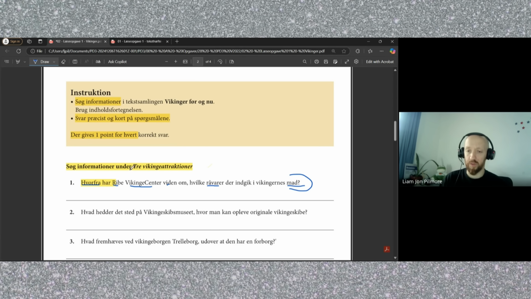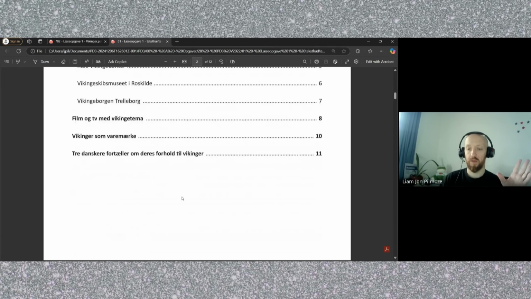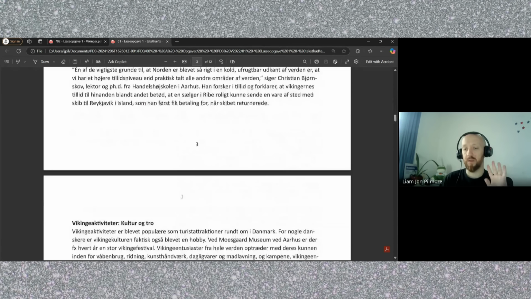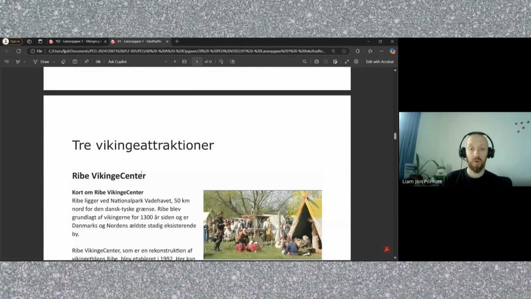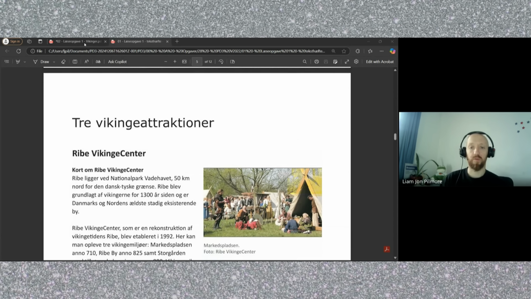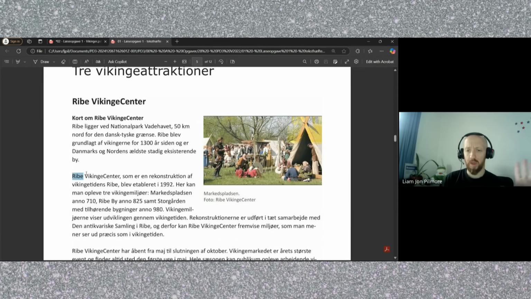So if we now go to 3 vikingeattraktioner and look for a section about food. Okay, down on page 5, still number 5. Here is 3 vikingeattraktioner, Ribe. Perfect, we're in the right place. Now I just need to scan this and look for something about food. So I'm scanning here, scan. Is anything about food?